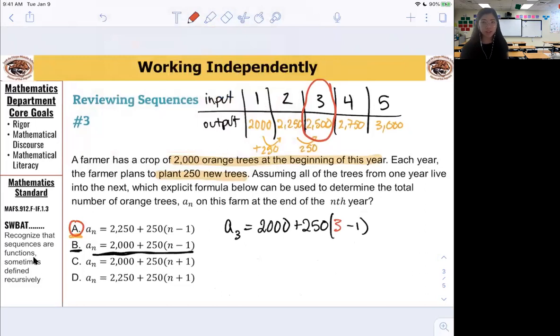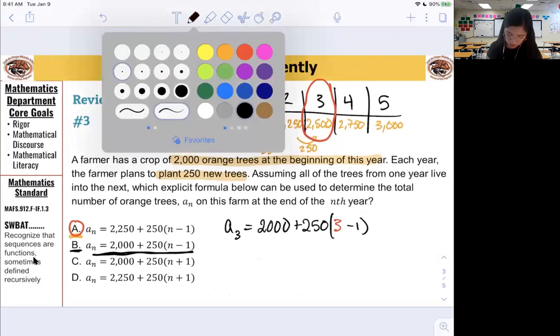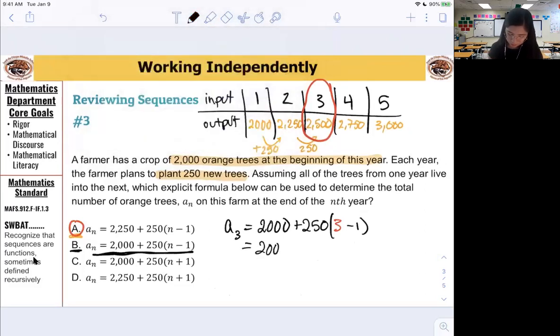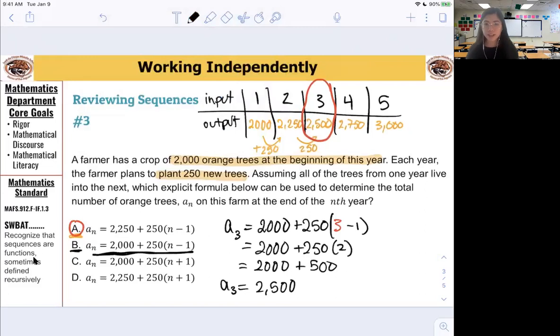PEMDAS tells me to subtract first, so I'm going to do that first. 3 minus 1 is 2. So now I have 2,000 plus 250 times 2, which is 2,000 plus 500, which is 2,500. And boom, that was the answer I wanted. I wanted to get 2,500, so this gets a check mark.